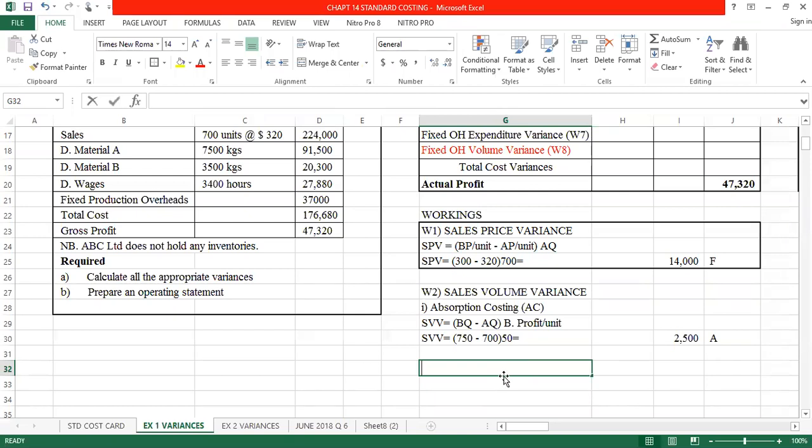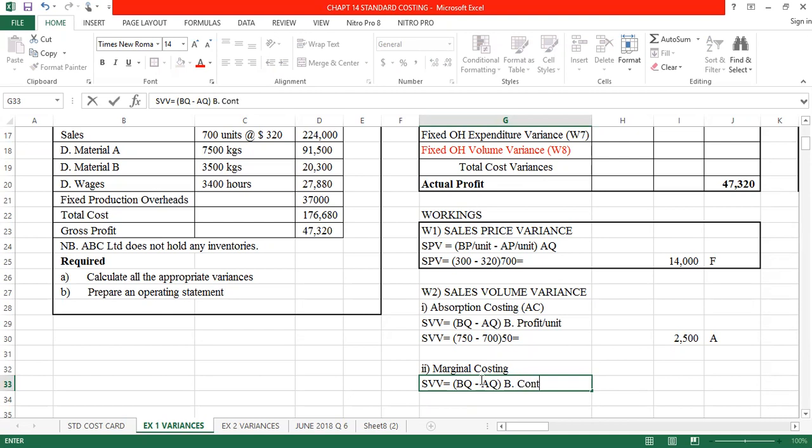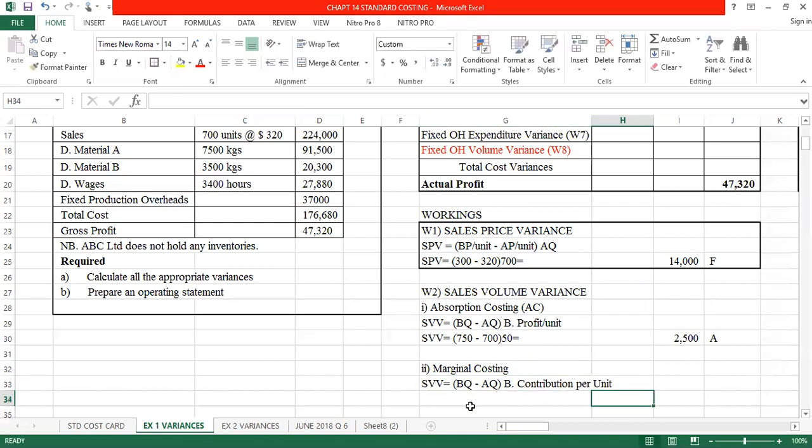Okay. Number two, we have under marginal costing. Under marginal costing, in this case, sales volume variance is equal to budgeted quantity minus actual quantity times budgeted contribution per unit.